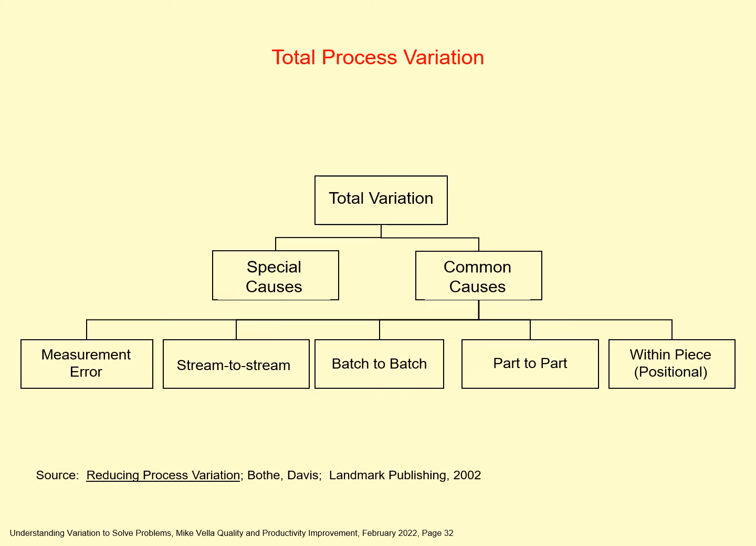So Boothie, in his book Reducing Process Variation, summarizes total variation in this way, sort of like an organizational chart. You have total variation, and you have special causes, and then common causes. We've talked about how to attack the special causes, looking at shifts and trends, points out of control limits, non-randomness, and so forth, digging into those process variables and finding out what went wrong, and then examining common cause variation. And we just talked about measurement error, stream to stream, batch to batch, part to part, and within piece or positional variability.